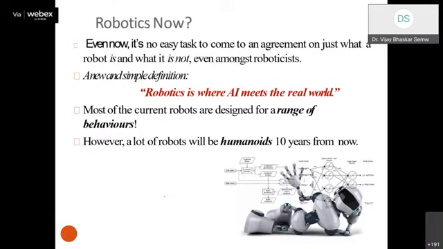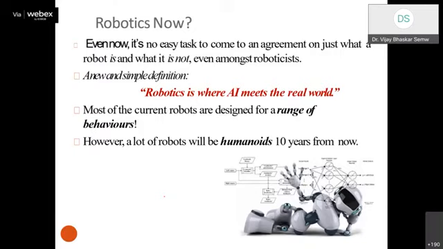A robot is a reprogrammable and multifunctioning device which is used to perform tasks for human beings with three or more degrees of freedom. At least you require three degrees of freedom to move the task. Most of the current robots are designed for a range of behaviors. Okay.